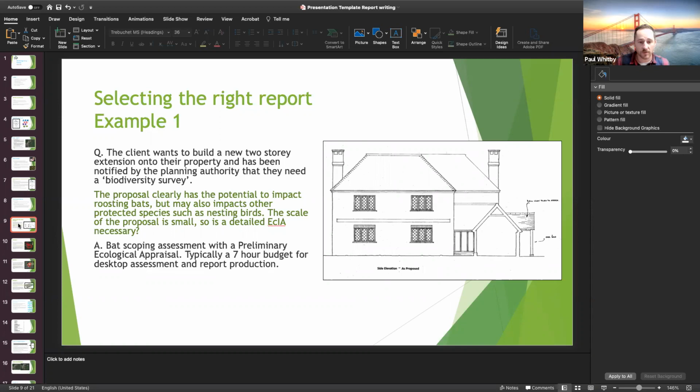So what do we want to proceed with? A full-scale ECIA for this small proposal, which isn't likely to have a significant effect on species other than bats and possibly nesting birds. We're going to proceed with a bat scoping assessment conducted according to BCT guidelines and incorporating a preliminary ecological appraisal, so you can demonstrate that you've considered potential impact on other protected species. And as a guide, I've just said, for a proposal like this, we'd probably have a budget of about 7 hours for completing the desktop assessment and writing the subsequent report.